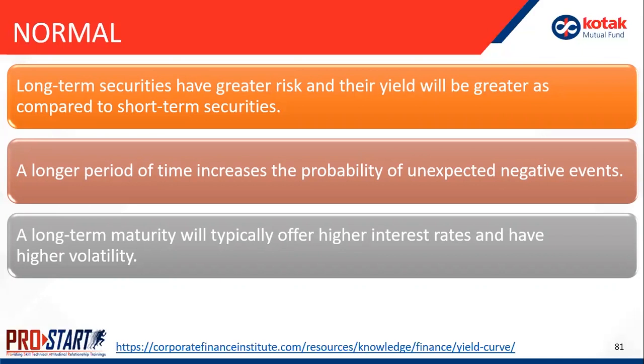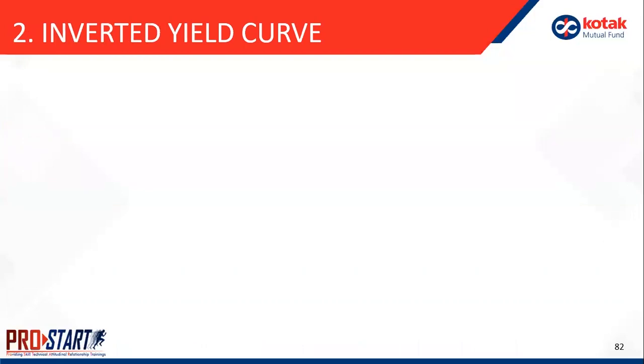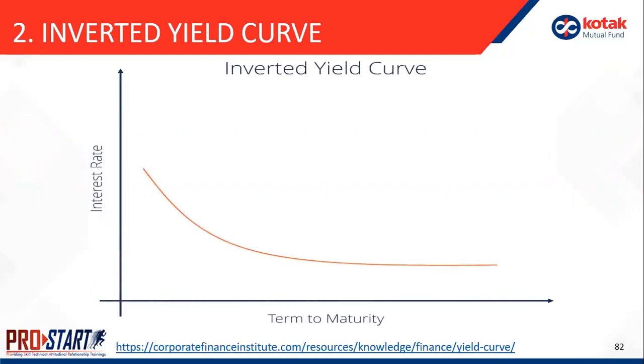Now, since we've studied the normal yield curve, let's look at the next type of yield curve, which is known as the inverted yield curve. The graph is here for you. As the name suggests, you see that the graph is inverted. So initially, as term to maturity increases, the interest rate starts dropping sharply. So it's a negative slope.